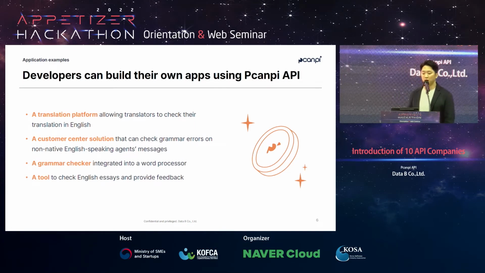There are many applications developers can build using PickandPy API. Developers can build a translation platform allowing translators to check their translation in English, or a customer-centered solution that can check grammar errors on non-native English-speaking agents' messages, or a grammar checker integrated into a word processor.